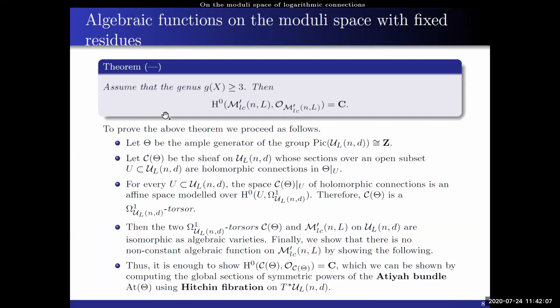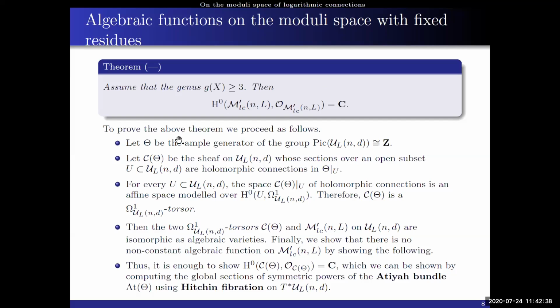Now, this is the main theorem of this talk. So assume that the genus of X is greater than or equal to 3. Then this MLC prime NL, the moduli space of logarithmic connections with fixed determinant L whose underlying vector bundle is stable, has only constant global sections, meaning algebraic functions, I mean regular functions, are constant maps on this moduli space.